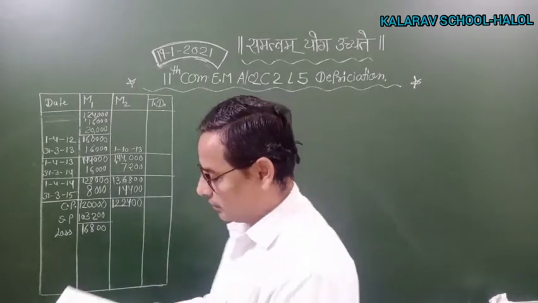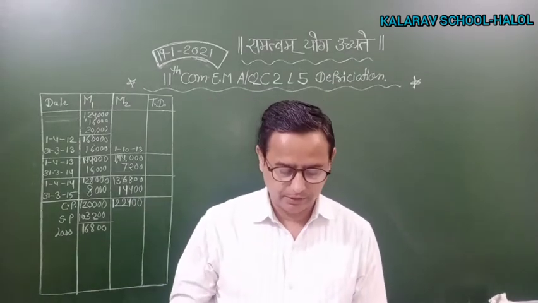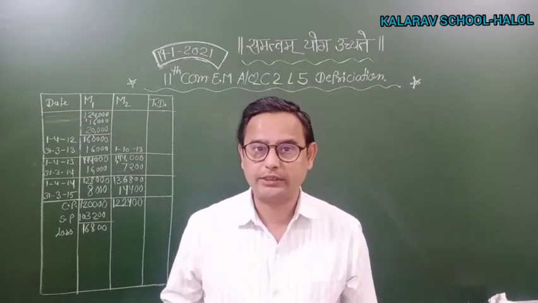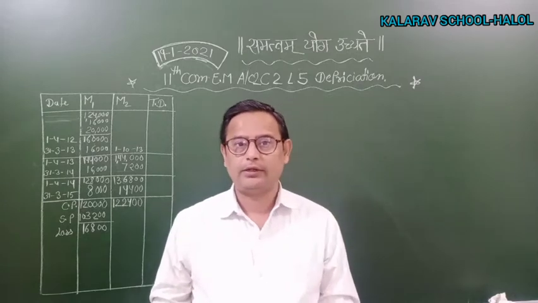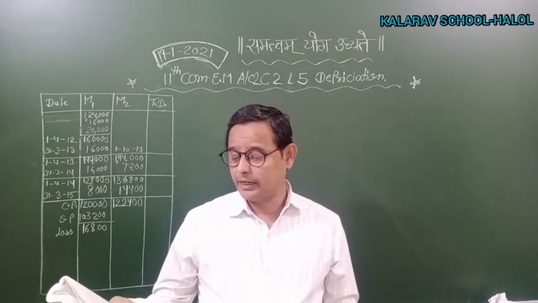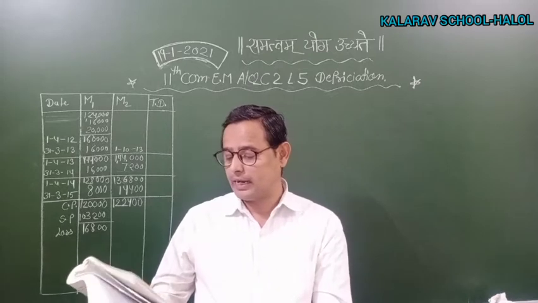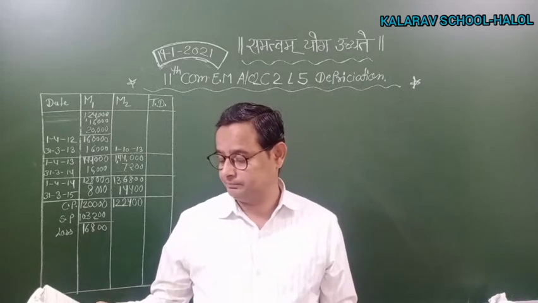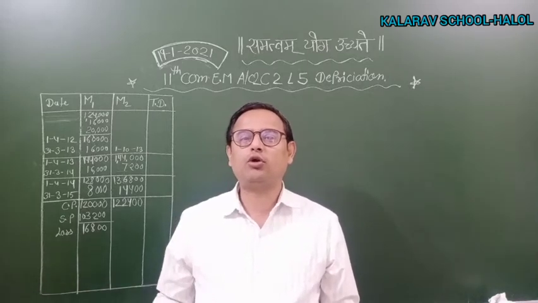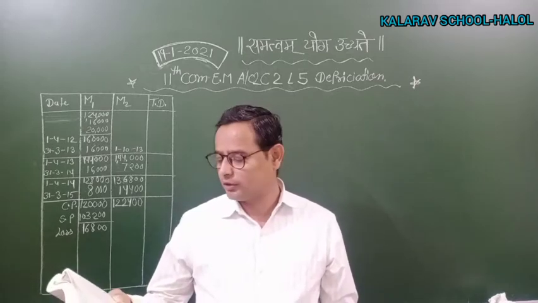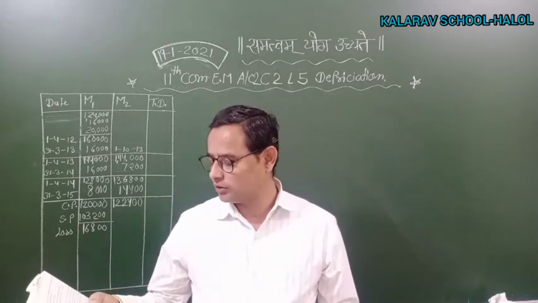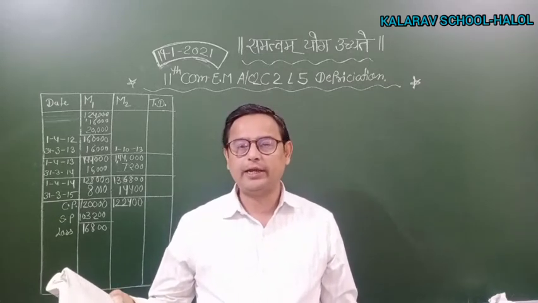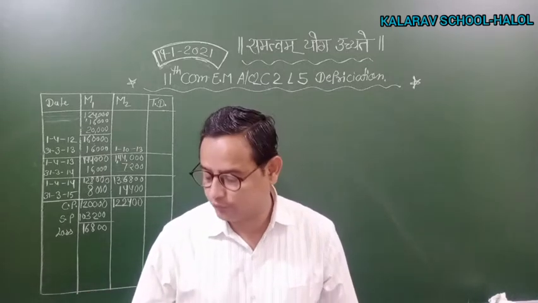Fine. Now this is one more interesting sum on depreciation, sum number 4, page number 66. Okay, try to understand it. He is saying that Kaushik Corporation has purchased a machine for rupees 1,24,000. The original cost of the machine is 1,24,000 on 1/4/2012. This is the purchasing date. The machine was purchased for rupees 1,24,000.